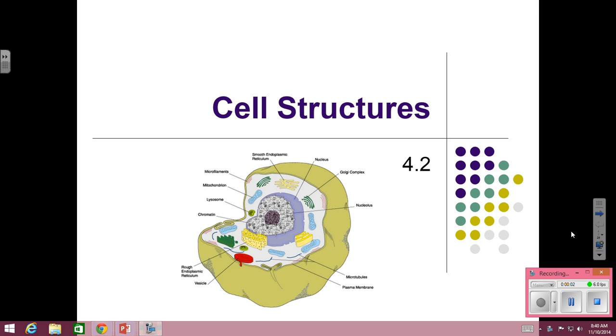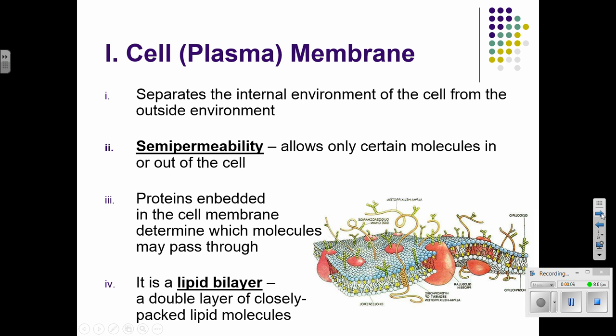This is section 4.2, talking about cellular structures. So the first slide is talking about the cell membrane, also called the plasma membrane. The job of this is to separate the inside of the cell from the outside of the cell.